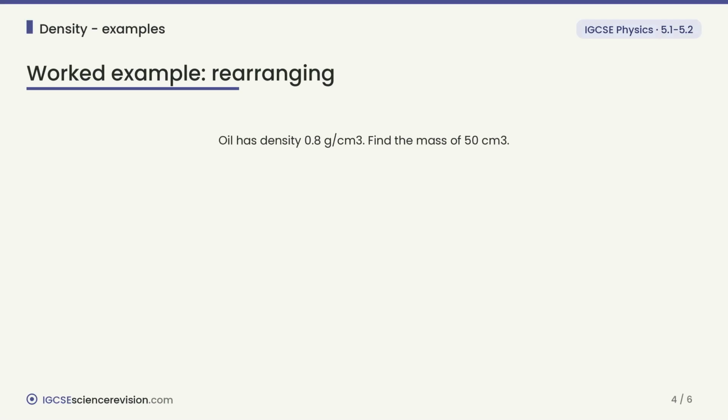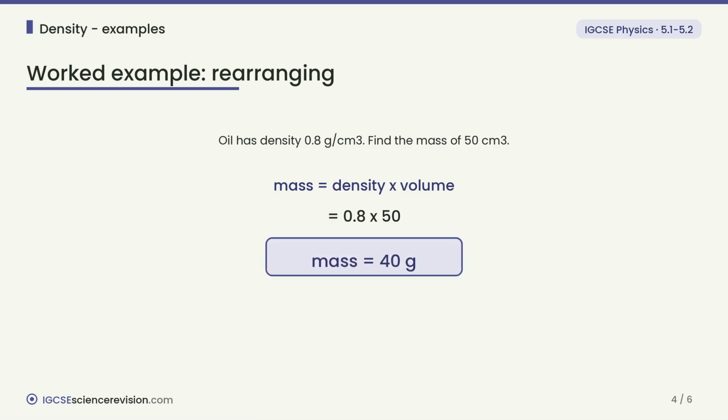Now a rearrangement. Oil has a density of 0.8 grams per cubic centimetre. Find the mass of 50 cubic centimetres of it. Cover mass in the triangle. Mass equals density times volume. Substitute 0.8 times 50. That's 40 grams.